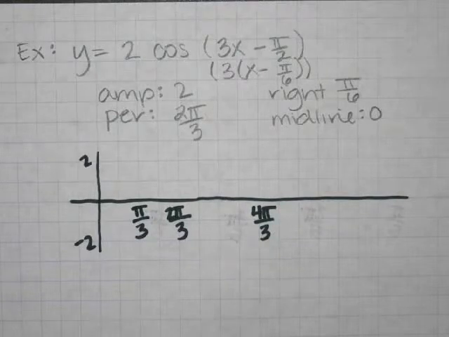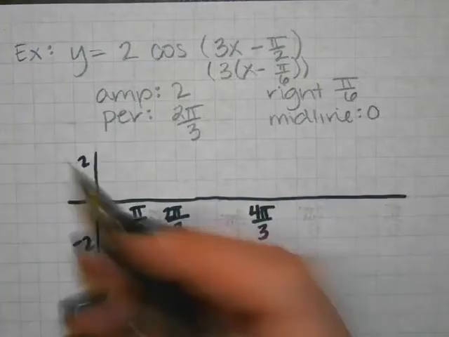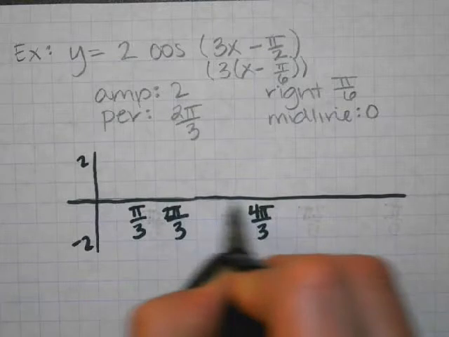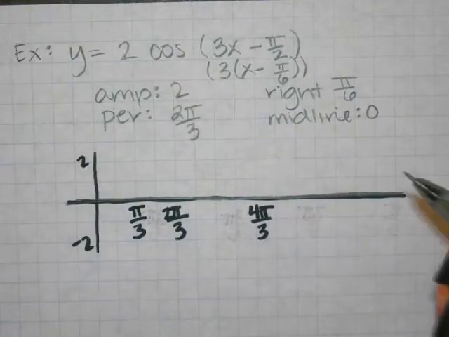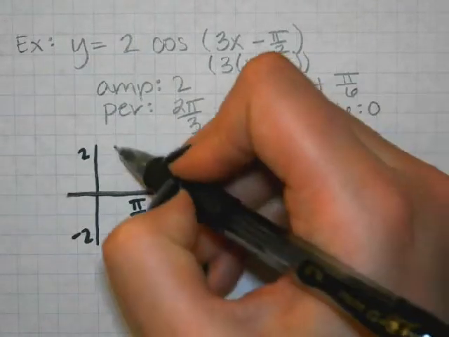Okay, so we have a midline at 0, which means I'm drawing on top of this right at 0. Midline right here at 0, and we're moving to the right pi over 6, so we're moving this one to the right.